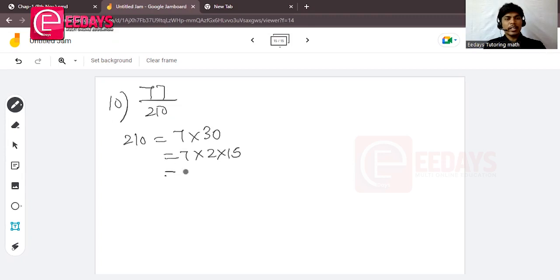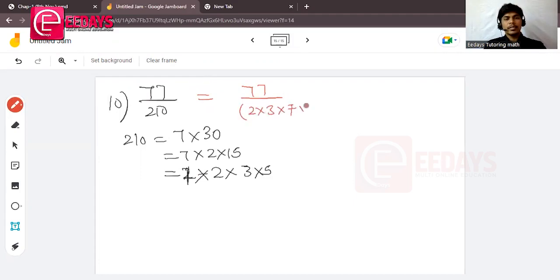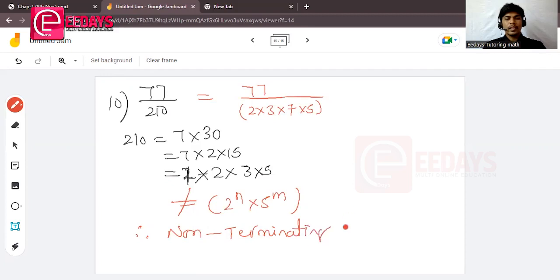By seeing the question, you can already identify it is not a terminating decimal expansion. Why? Because we need the denominator in the form of 2 power n into 5 power m, but what we get here is 77 by 2 into 3 into 5 into 7. That's why the denominator is not in the form of 2 power n into 5 power m. Therefore, it is a non-terminating recurring decimal.